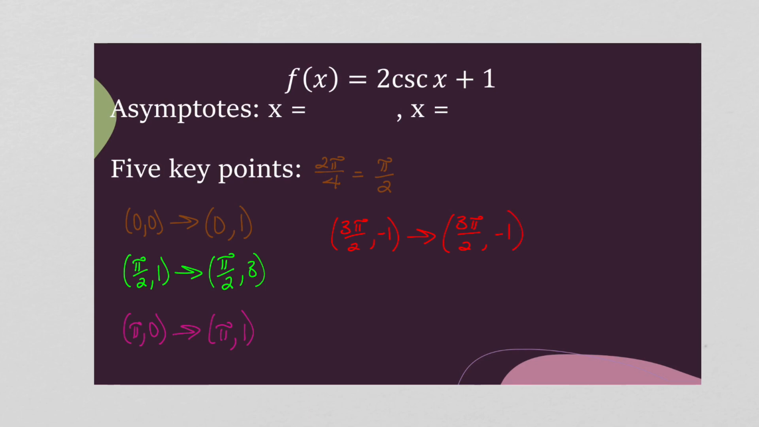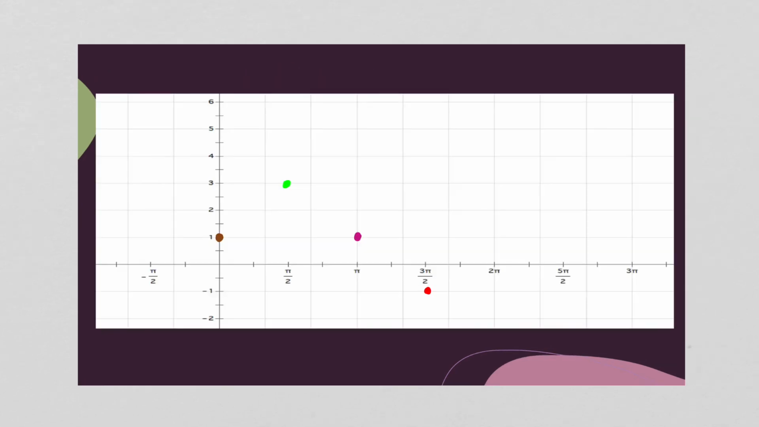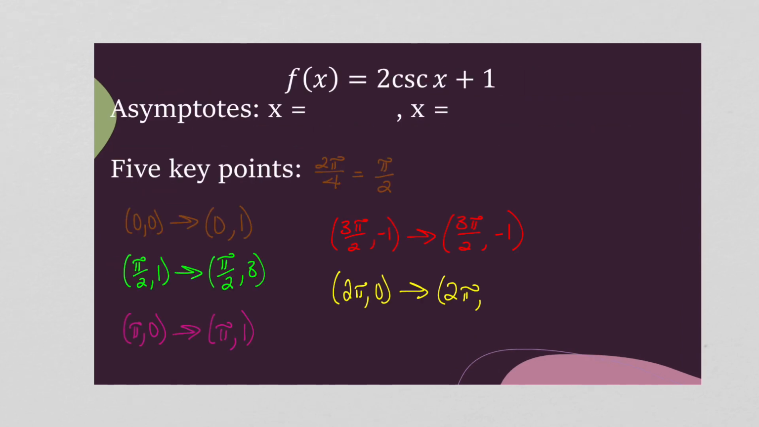And lastly, we would have 2 pi, 0. This one's going to be at 2 pi, but we've got to go back to our midline. So 2 pi, 1. Okay? So there's our 5 key points.